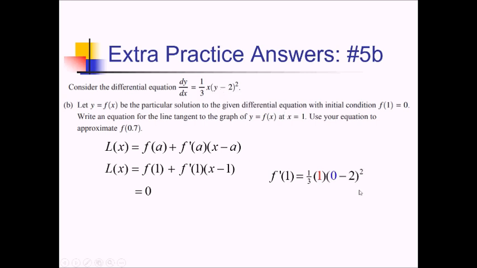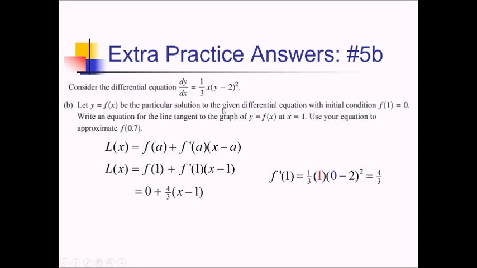And what does all that come out to? Well, let's see. This is negative 2 squared, which is 4. 4 times 1 is still 4. 4 times 1/3 is 4/3. So we have plus 4/3 here, and then we still have x minus 1. So y equals 0 plus 4/3 times x minus 1. That is our tangent line that they asked for.